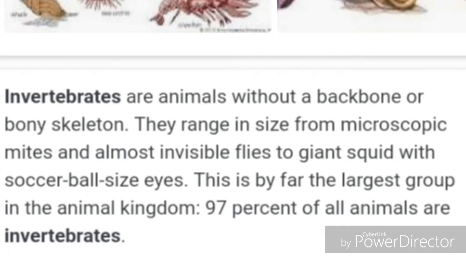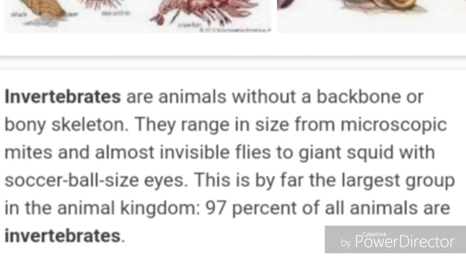Invertebrates are animals without a backbone or bony skeleton. They range in size from microscopic mites and almost invisible flies to giant squid with soccer ball size eyes. This is by far the largest group in the animal kingdom. 97% of all animals are invertebrates.